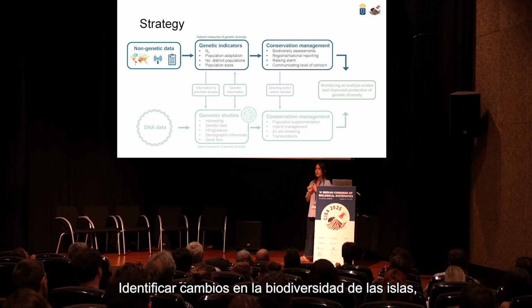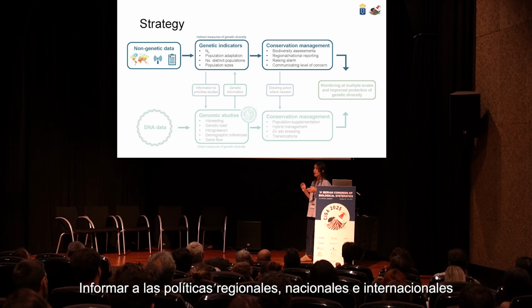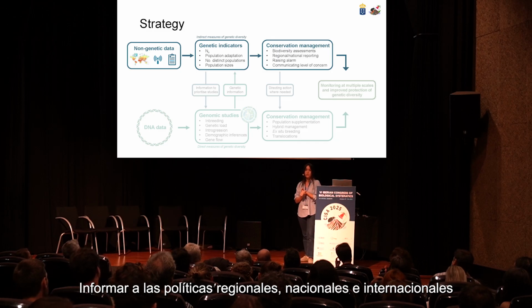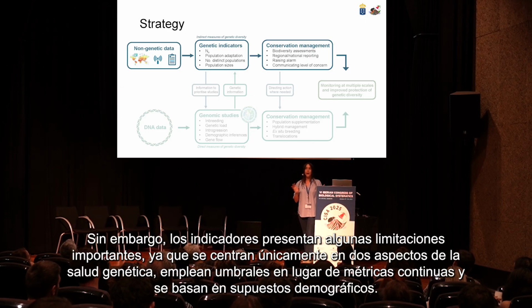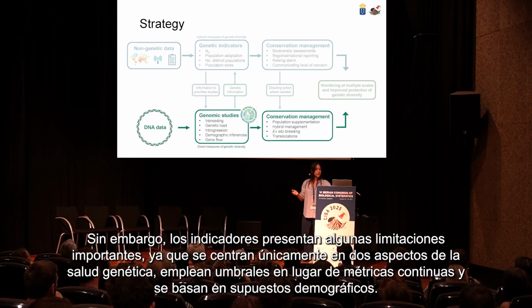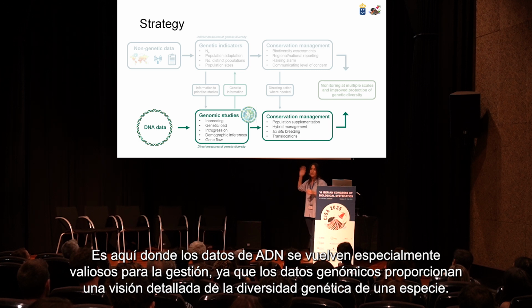They allow us to track species over time, as well as report to regional, national, and international policy frameworks, and especially to identify species that may warrant a more in-depth analysis. However, they do have notable limitations, such that they focus only on reduced aspects of genetic health. They rely on assumptions and they're based on thresholds, which is when DNA data becomes very useful for us.